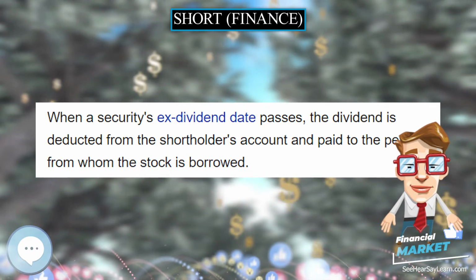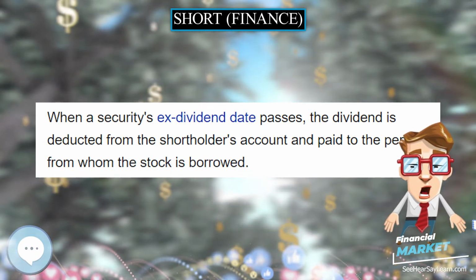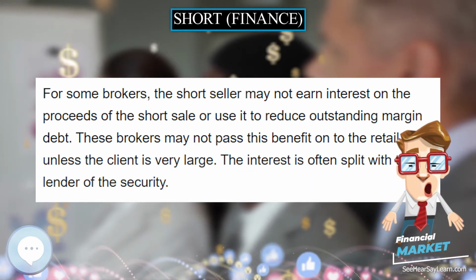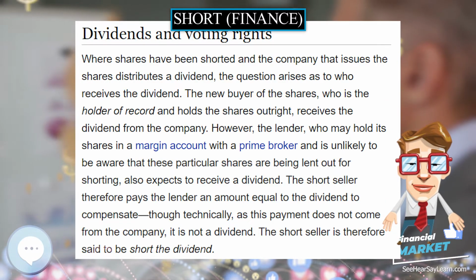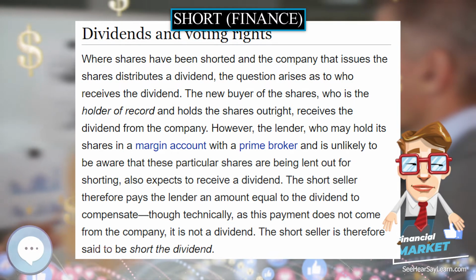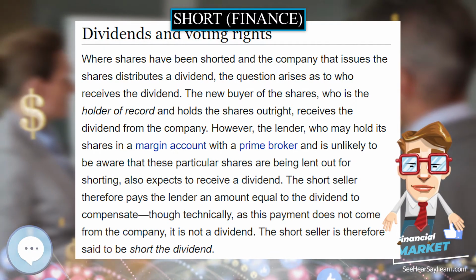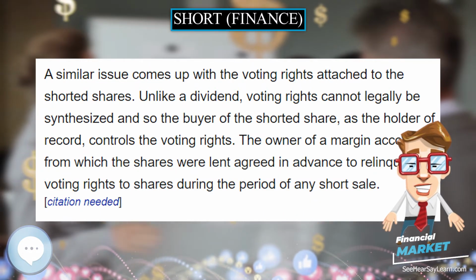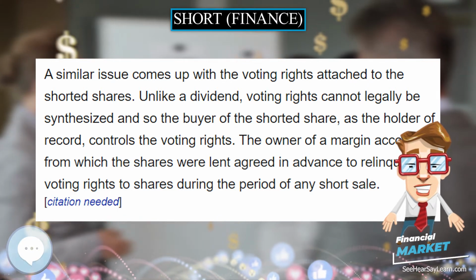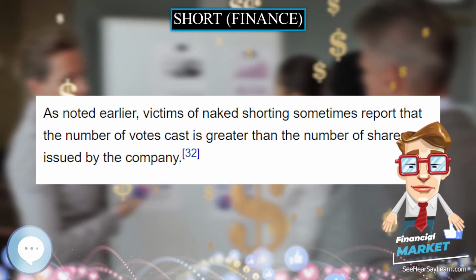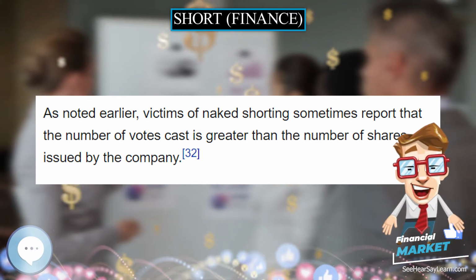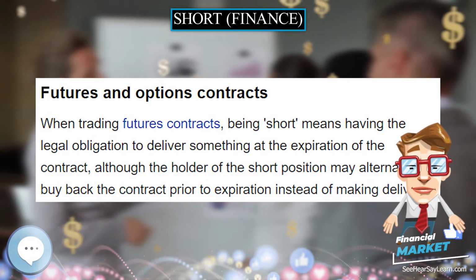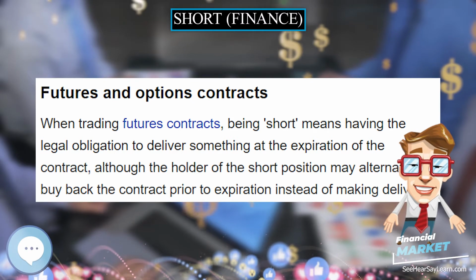When a security's ex-dividend date passes, the dividend is deducted from the short holder's account and paid to the person from whom the stock is borrowed. For some brokers, the short seller may not earn interest on the proceeds of the short sale or use it to reduce outstanding margin debt. These brokers may not pass this benefit on to the retail client unless the client is very large. The interest is often split with the lender of the security.